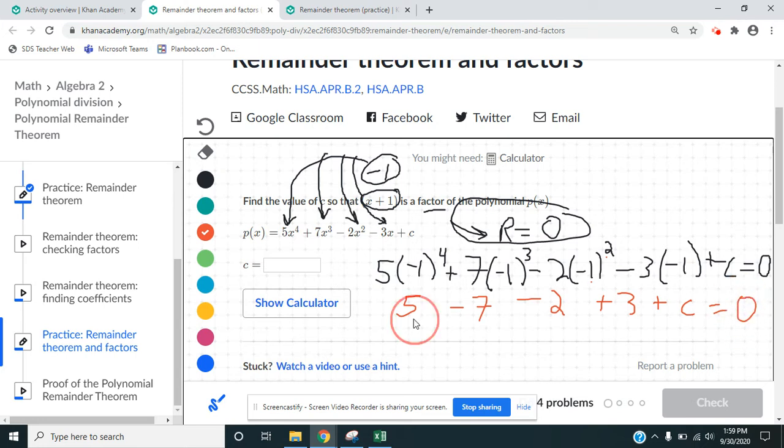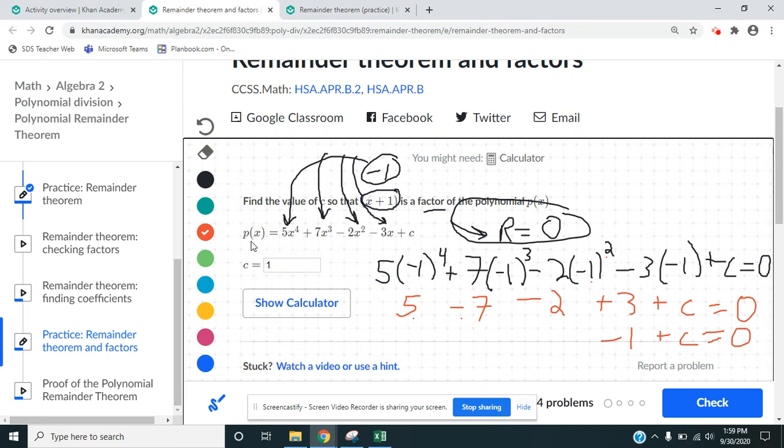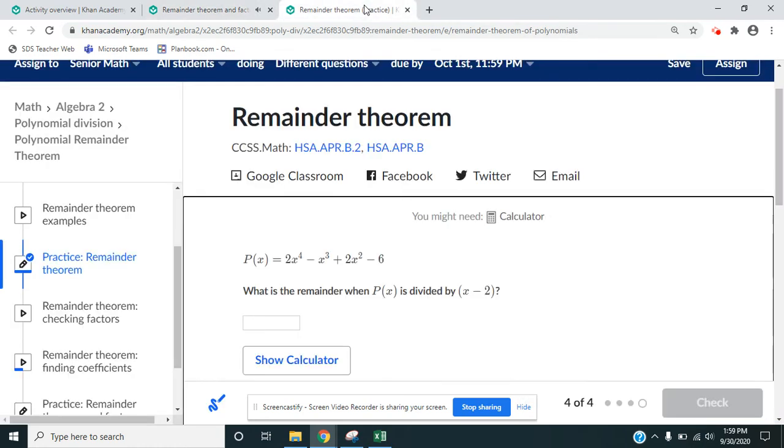All right, so we got 5 minus 7. That's -2. Minus 2, that's -4. -4 plus 3 is -1. Plus c equals 0. Well, that means our answer is going to be +1. It's just kind of a coincidence on this question that we ended up with 1 and there's a 1 there. That is not always the case. All right. So that's remainder theorem and factors.